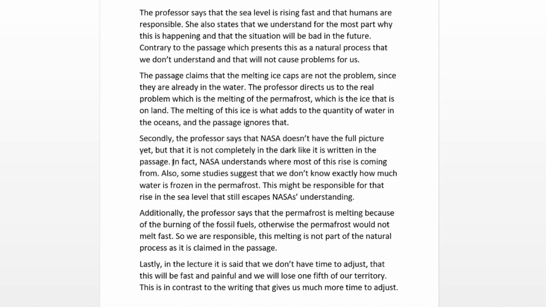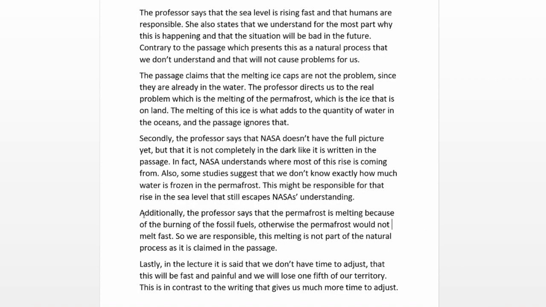With the next sentence, I express what NASA knows, or that it knows most, that it understands where most of this rise is coming from. And the professor used the word majority, but I use the phrase most of, again using a synonym. And with the last two sentences, I introduce the idea of where NASA's lack of understanding might come from, that maybe we simply don't know how much water is frozen in the permafrost, and that this might account for the missing water. And I say that this might be responsible for that. I don't use the word account, but I use the word responsible.